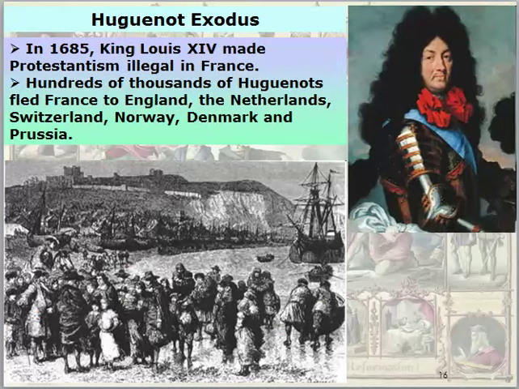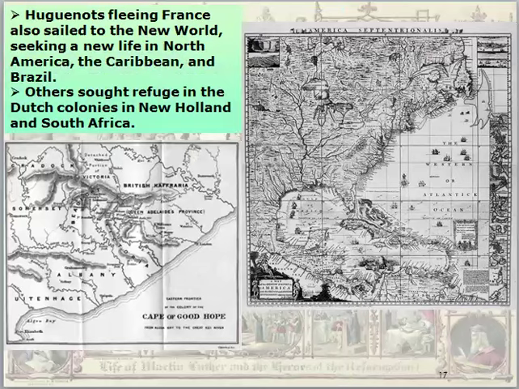Huguenot Exodus. So in 1685, King Louis XIV made Protestantism illegal in France. Hundreds of thousands of Huguenots fled France to England, the Netherlands, Switzerland, Norway, Denmark, and Prussia. So that's it. The Protestant movement is now kind of shut down in France. They've been forced out, which many other nations will then have to receive.